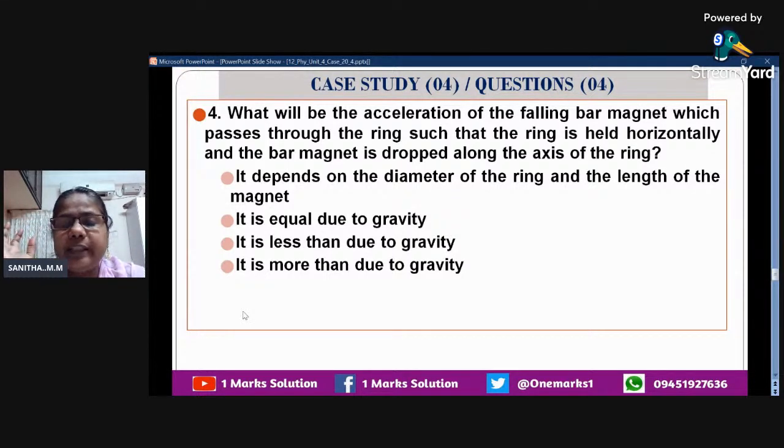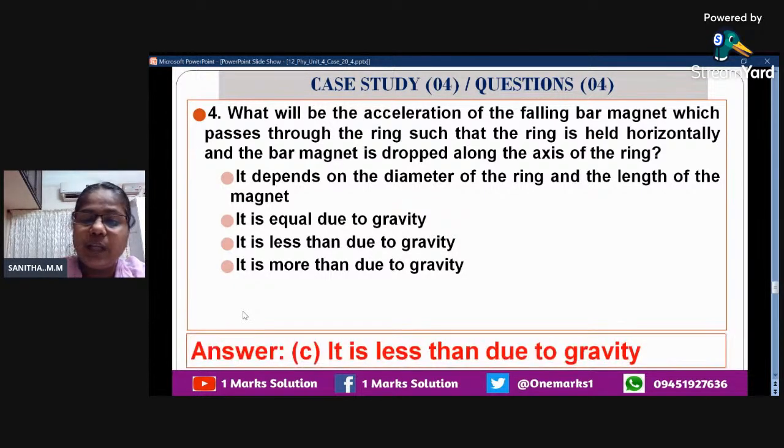It is equal to gravity if it is freely falling. But it's not falling freely. It is moving along the axis of the ring, so some EMF will be induced here. This EMF will oppose the motion of the magnet. So it should be less or more, anyway it is not equal. So the answer is less than that due to gravity. The acceleration will be less than g. So the answer option is C.